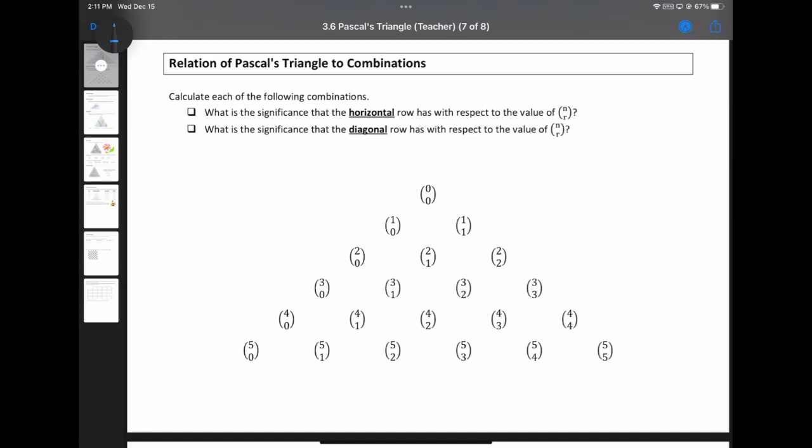So I could replace all these numbers here. I'll try and do it just so I don't take up too much room. And I'm going to point out some of the properties that we already know about. For instance, anything choose 0 is just 1, because there's only one way to choose nothing, no matter how big a set you're choosing from. Anything choose itself is equal to 1, because if I have to choose everything, there's only one way that can happen. So these are all going to equal 1.